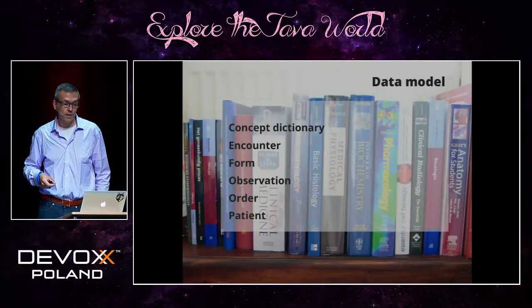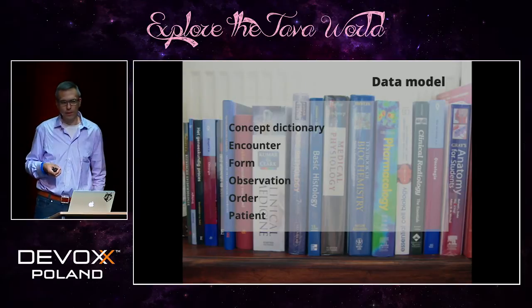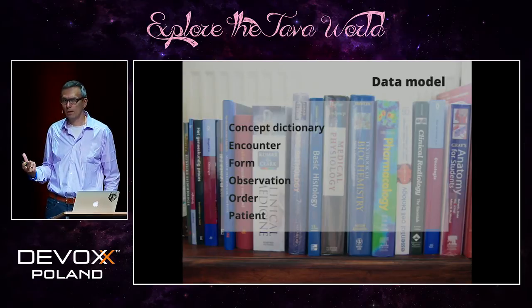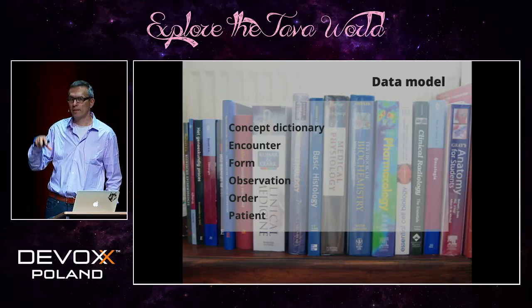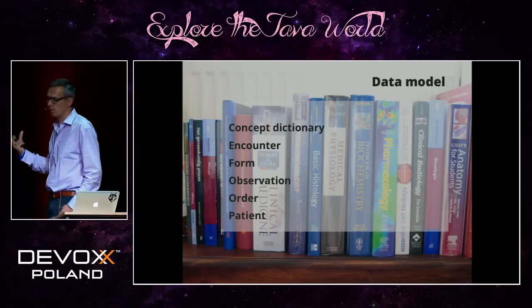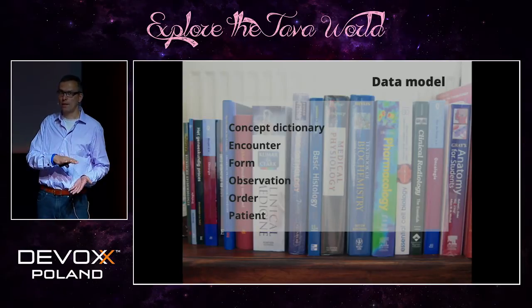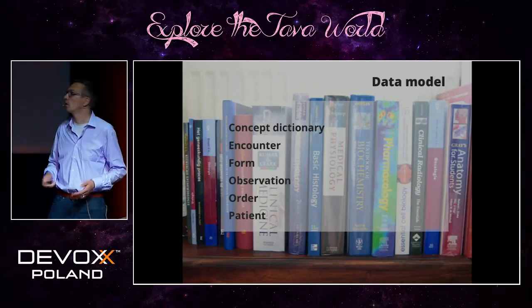So, how does it look under the hood? Effectively, OpenMRS is a data model with a user interface plugged on top of the data model. The data model is really important, and it's important to understand this distinction between the core data model and just the user interface on top of it.